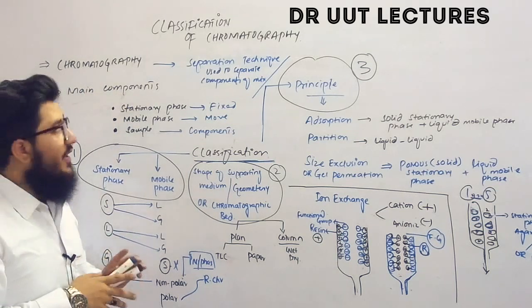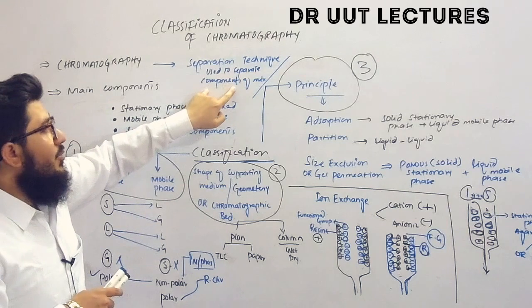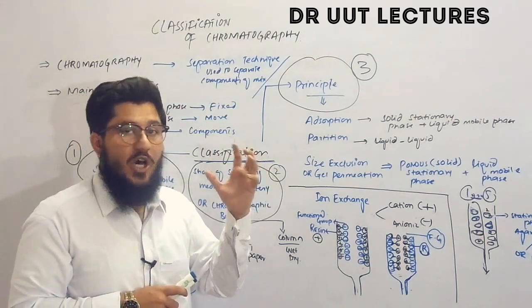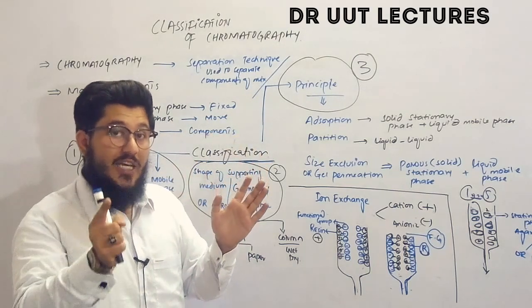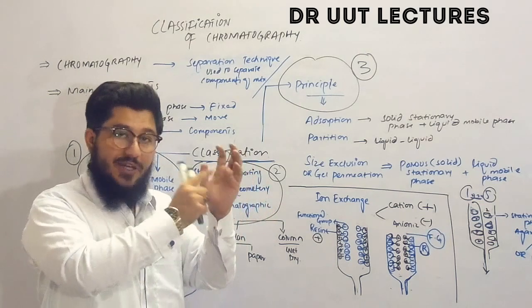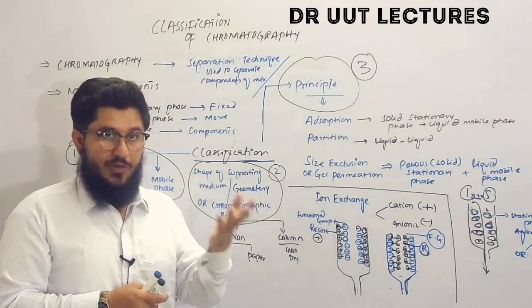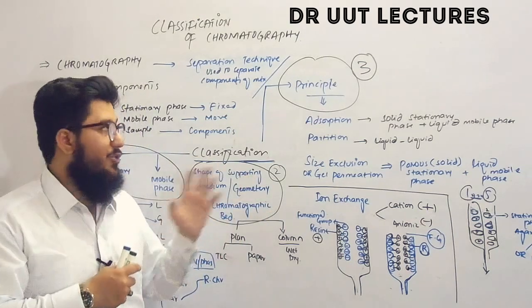What is chromatography? It is a separation technique that is used to separate the components of a mixture. Suppose we have a mixture and we want to know the components of this mixture, and we are just separating the components of this mixture. So the technique by means of which we separate the components of this particular mixture is known as chromatography. And we have different types of chromatography. Now we know what types are actually present.